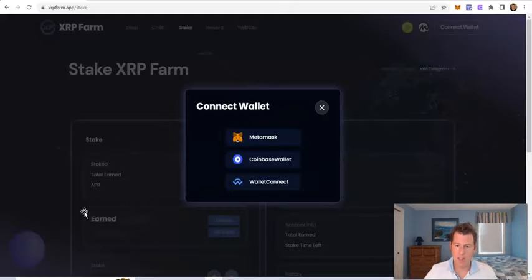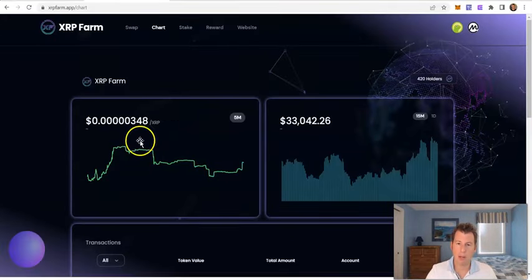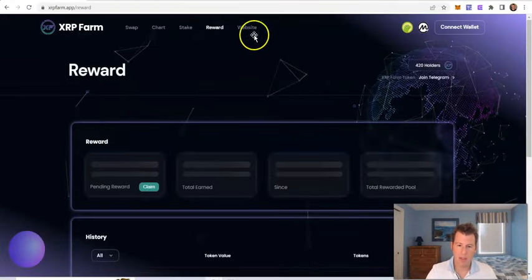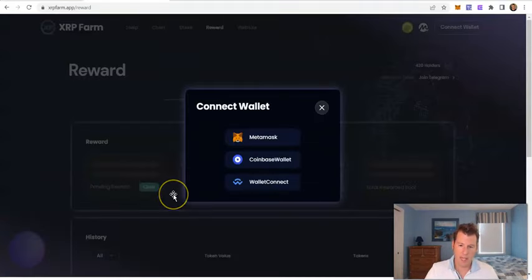And then to be able to stake, you connect your MetaMask or Coinbase Wallet to the website or go through WalletConnect. Chart tab, this is just the price action right here. And then the rewards tab, this is the most important tab. This is how you claim your rewards if you do hold XRP Farm. And again, to claim rewards, you have to connect through MetaMask, Coinbase Wallet, or go through WalletConnect.